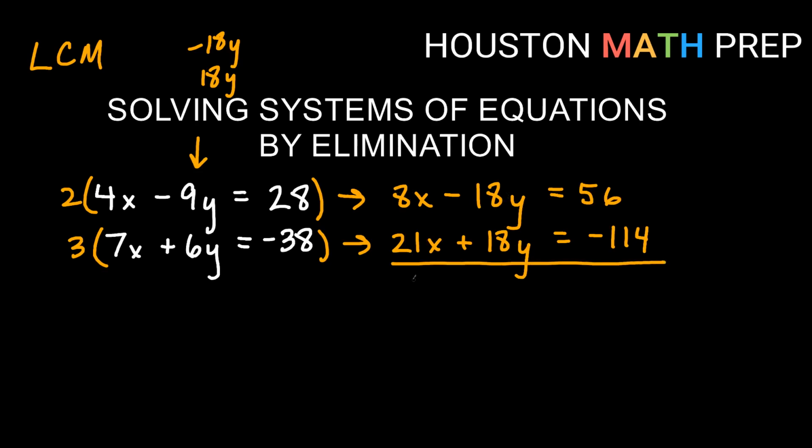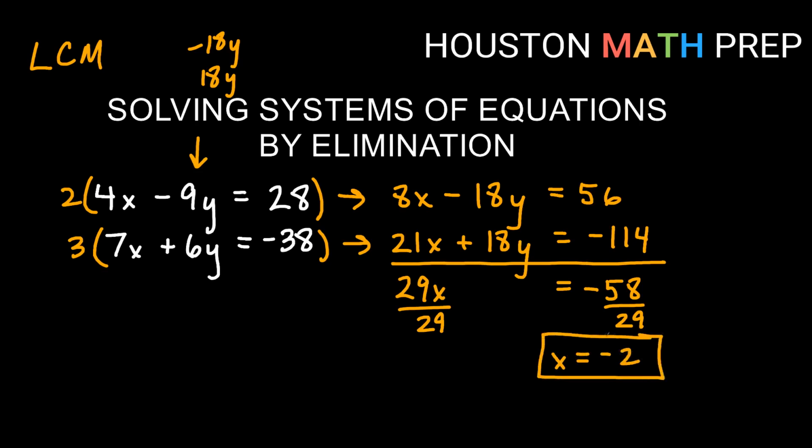Now you'll notice if we add these together, plus and minus 18y, those terms will add up to nothing, right? So 8x plus 21x gives us 29x, no y's, and then if we do 56 plus negative 114, that'll give us negative 58. Dividing by 29 on both sides, negative divided by a positive will give us a negative, and it actually turns out that 58 divided by 29 is 2. So we get -2 for x here.